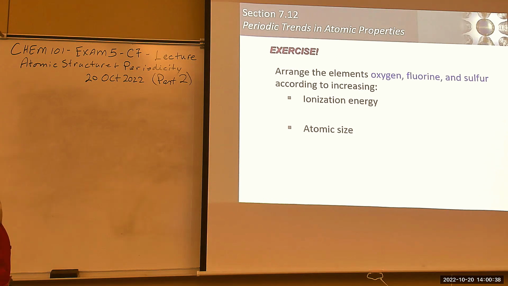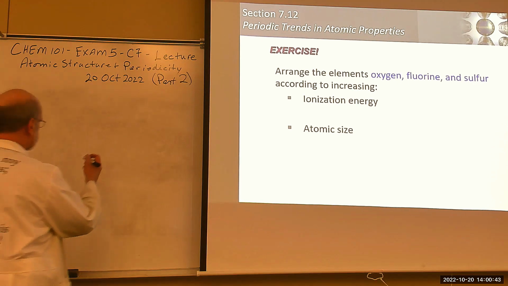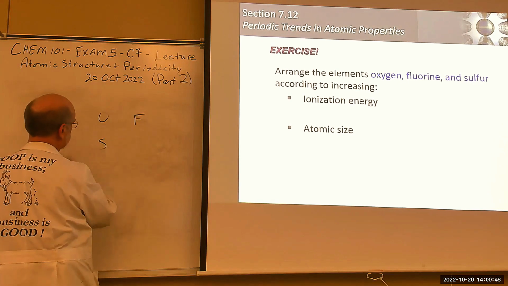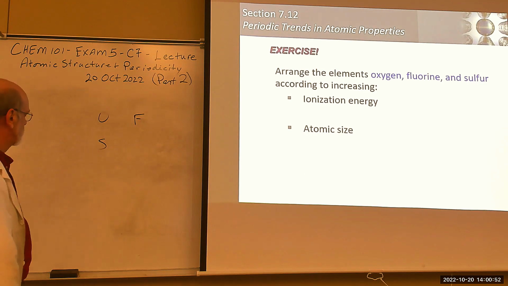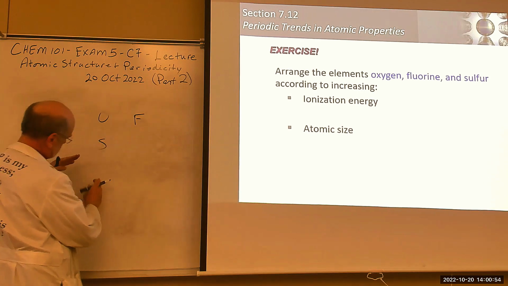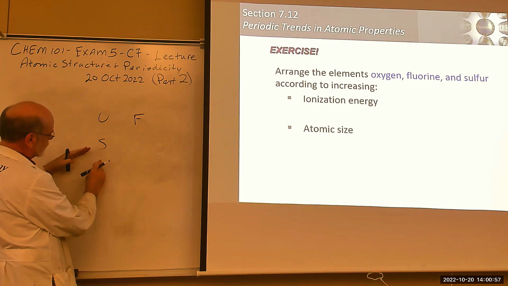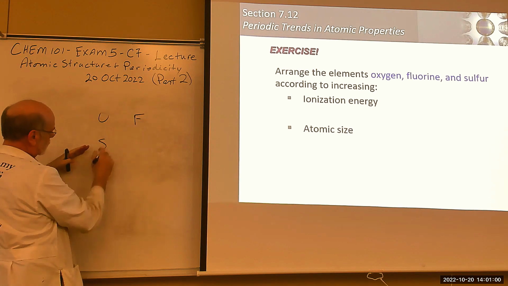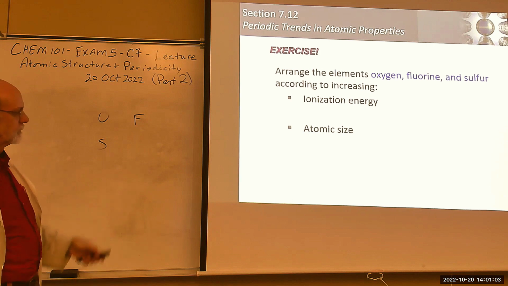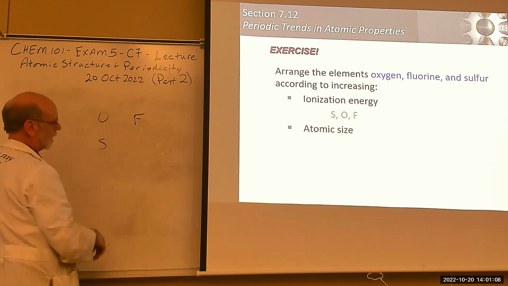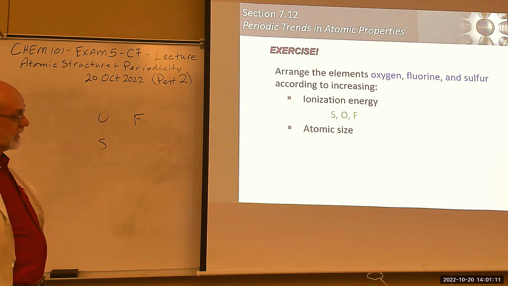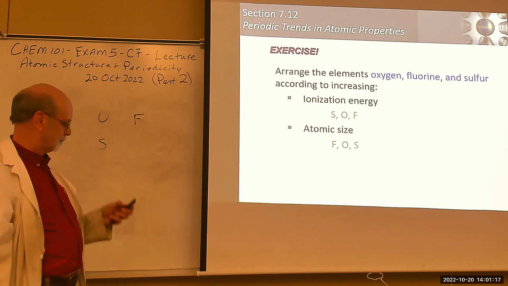Okay, arrange these elements: oxygen, fluorine, and sulfur, according to increasing ionization energy. Oxygen's here, fluorine's here, and sulfur's there on the periodic table. So lower left to upper right, we're increasing ionization energy this way and that way. So it'd be sulfur, oxygen, fluorine. Atomic size would be just the opposite. Increasing would be fluorine, oxygen, sulfur.